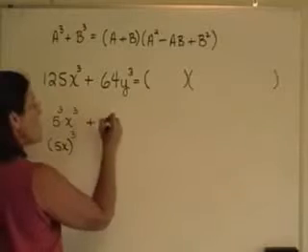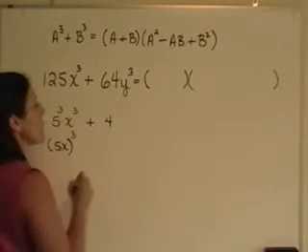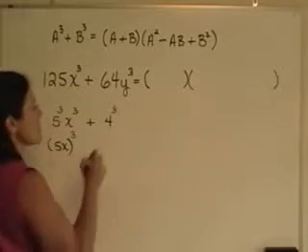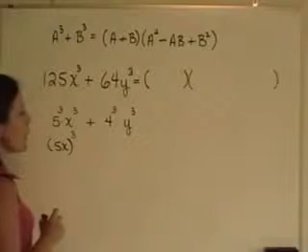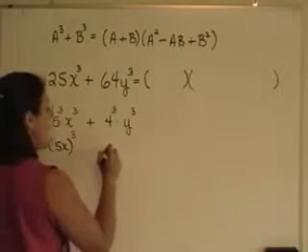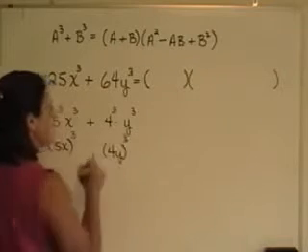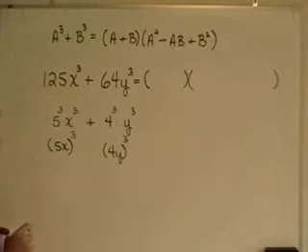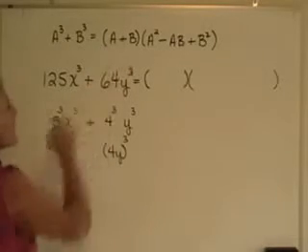Next, I want you to ask yourself what number times itself 3 times gives you 64. That's a 4. 4 cubed is 64. And again, that y raised to the third power is that y cubed. I need you to think of using a 4y as your second term, and when you cube that, you'll get 64y cubed. This 5x and this 4y are what we call our a and b.